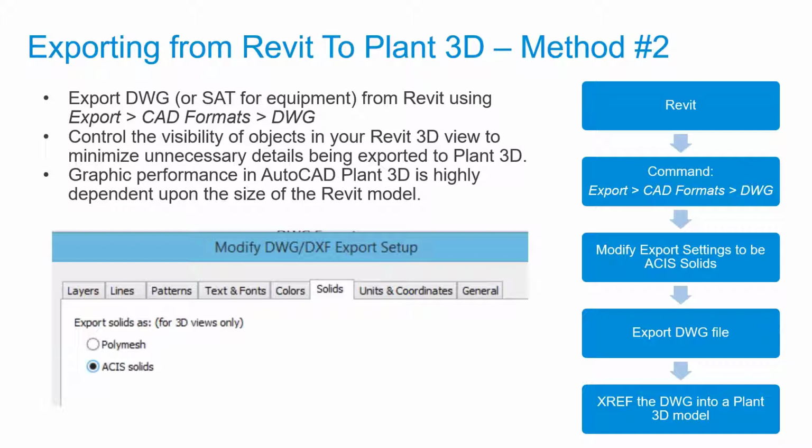Now there is an option in Revit you'll want to set. If you go down into the DWG/DXF export setup and you go to solids, make sure that's set to ACIS solids. That way the type of geometry that's created is just a standard solid that Revit can write and Plant's going to read in for the ortho drawings and can see that properly. If you use the polymesh, we've seen some issues with orthos where it doesn't really cut properly or things aren't displayed right, but the ACIS solids is the best method we've seen so far.